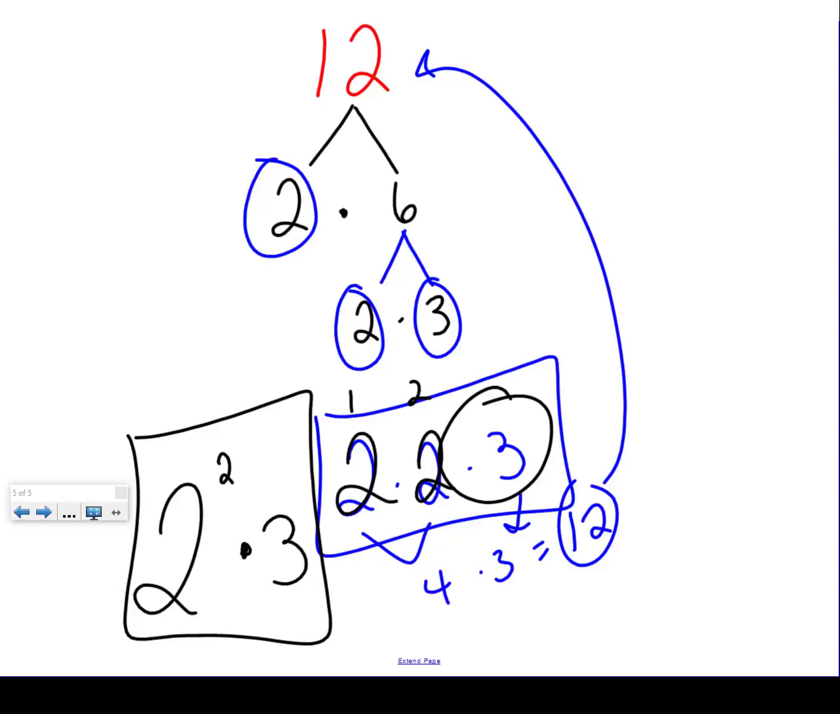The exponents are hard for some people, so don't get discouraged. I'm going to do another one, and it'll help us out.